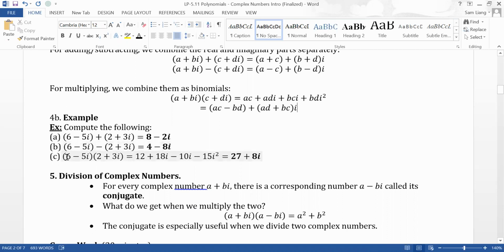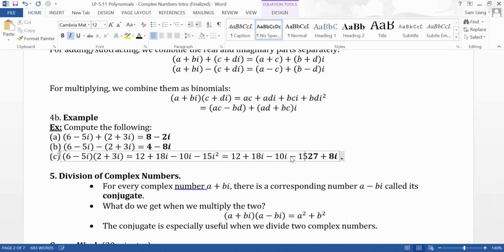Part C, we have (6 - 5i) times (2 + 3i), same complex numbers here. So we get 6 times 2, which is 12. Then 6 times 3i, which is 18i. Then -5i times 2, which is -10i. And then -5i times 3i, which is -15i squared. We can write that as plus 15, because i squared is -1, so this becomes -15 times -1.